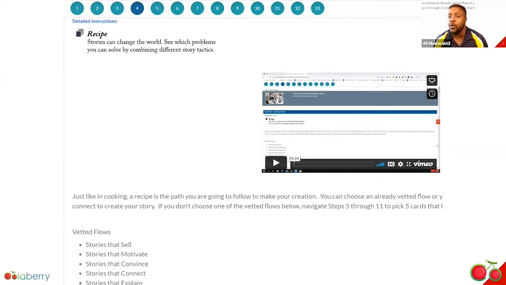So I chose stories that explain. I knew that I was going to be doing a lot of teaching. I want to teach you guys how to read the dashboard. That was very important. I wanted to show how to create the story. So when I was reading through the cards, explain just made more sense to me for this story. And you may go through your story and say, I think this is more of a motivation play or more of a convince play, right? So everything is predicated on your data, your story, what makes sense. It's not going to be the same every single time, all right?